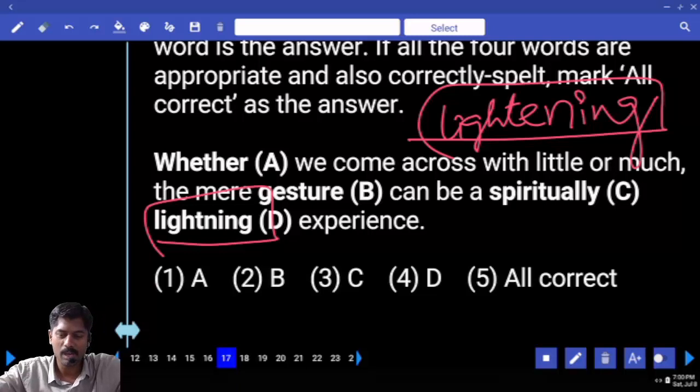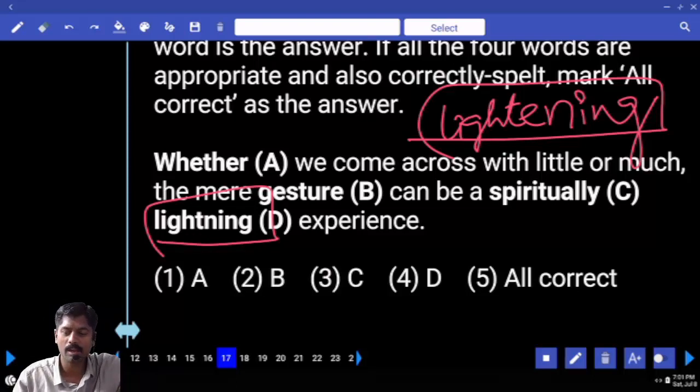So whether we come across with a little or much, the mere gesture can be a spiritually lightening experience. For a girl's father, if the girl gets married, the parents feel that it is a lightening experience. Ammaya, our responsibility is taken off. You know that?